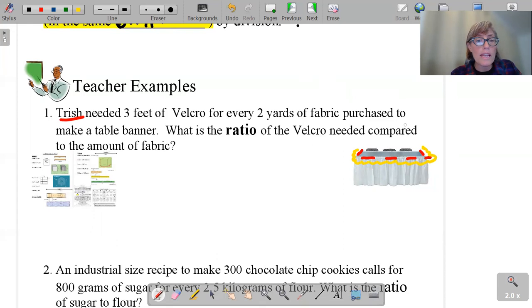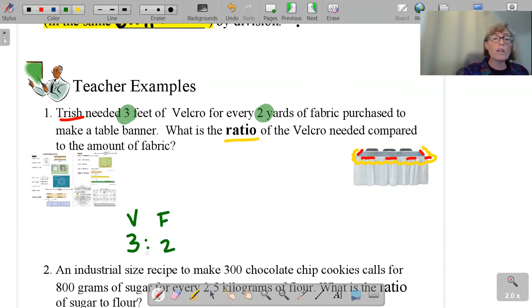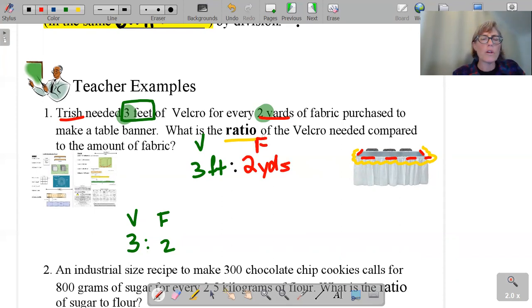It says the ratio is 3 feet of Velcro for every 2 yards. What is the ratio? Here's the most common mistake. Students just do this. They see a 3 and a 2, and they say, oh, the ratio of Velcro is 3, the ratio of fabric is 2. Therefore, the ratio of Velcro to fabric is 3 to 2. Ta-da! Wrong. Be very careful with this. It's 3 feet of Velcro to 2 yards of fabric. You cannot do a ratio until it's in the same unit.